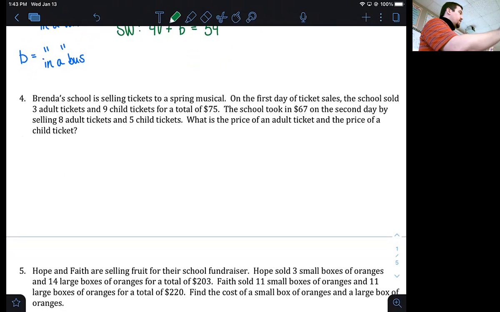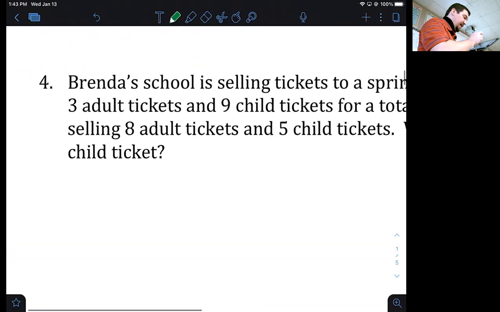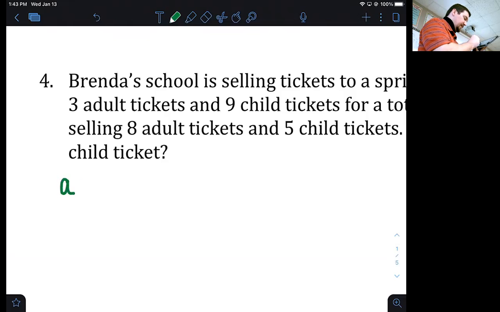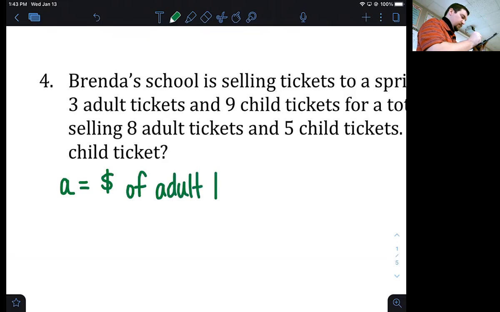Before I do that, I'm going to define the variables for us in this problem. Again, you're free to use whatever variable you want, but I think it makes sense to use A for adult tickets and C for child. Now, it's not the number of adult tickets. It's actually the price of an adult ticket. And then the C would be the price of a child ticket.